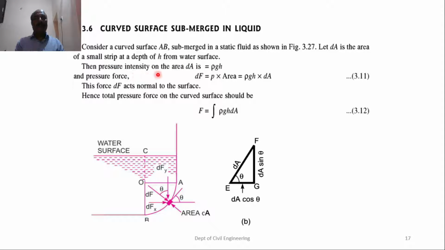The pressure intensity on the area dA is rho g h, and the pressure force dF is equal to pressure into area, so rho g h into dA. This force dF acts normal to the surface. Hence the total pressure force on the curved surface is F equal to rho g into integral of H dA. Here, taking the strip in a triangular shape, this is dA, this is theta, this is A G E. This is dA sin theta, and this is dA cos theta.